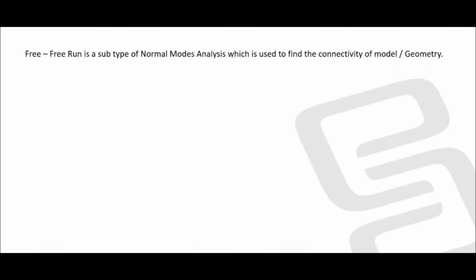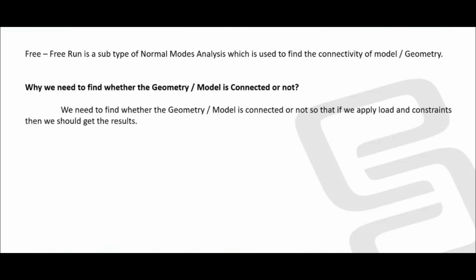Free run is a subtype of normal modes analysis which is used to find the connectivity of a model or a geometry. Now, why do we need to find out whether the geometry or a model is connected or not? It is needed so that when we apply the loads or constraints, we should get the proper results or the desired results. If a model is not connected, we might not get the results, we might get errors instead.